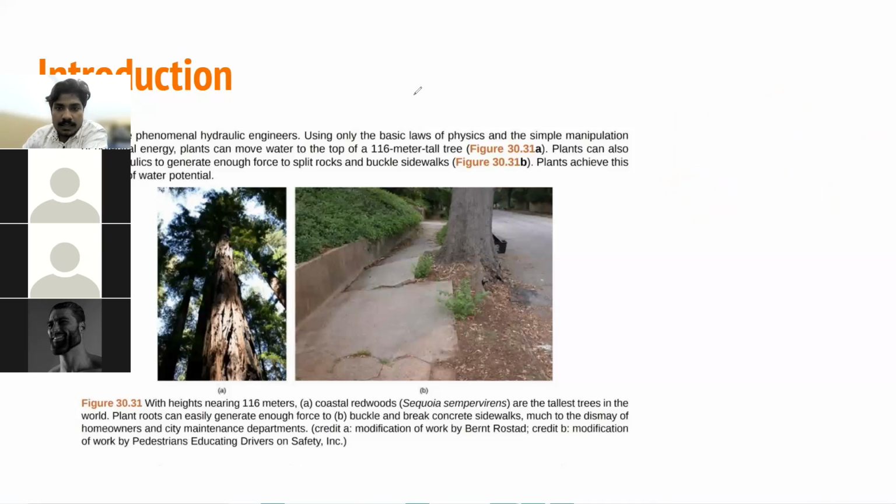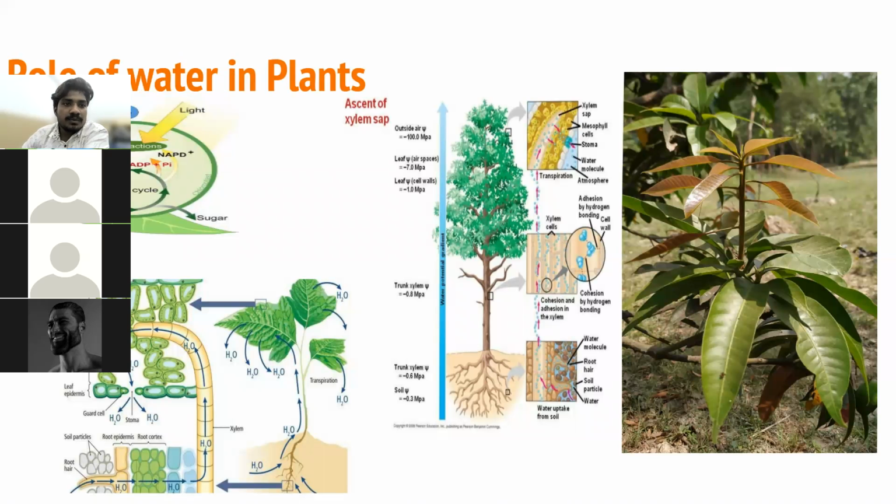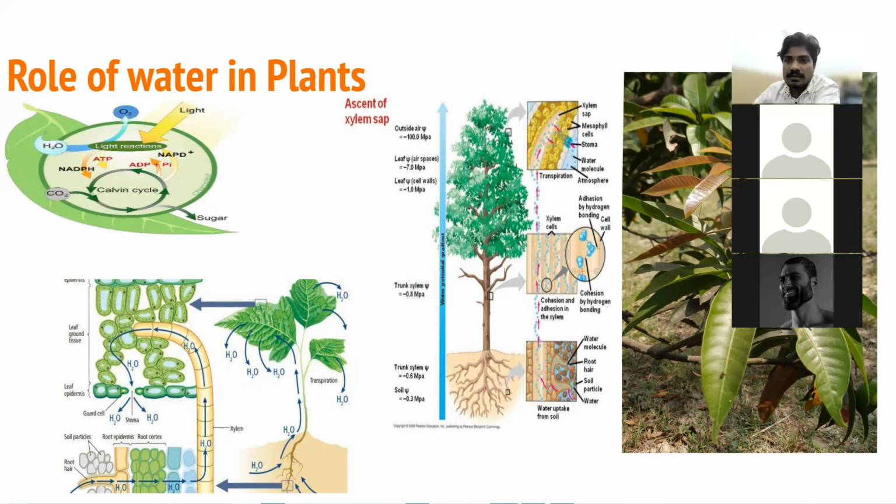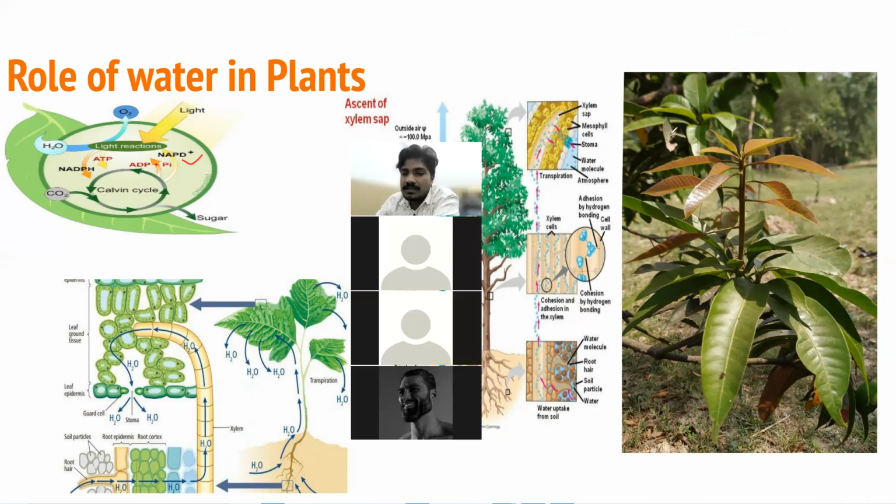Before directly moving towards the processes, I will give you a small idea about the role of water in a plant. This is very basic. We all know that water is essential during photosynthesis. There is no doubt in this. The second importance is that it also helps to maintain the shape of the plant. If you see, this leaf has a proper shape. The water present in the plant helps to maintain that shape.